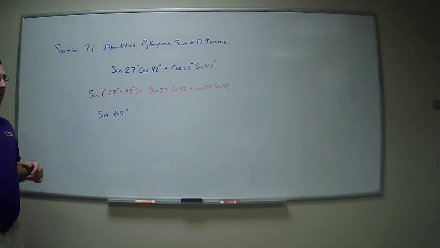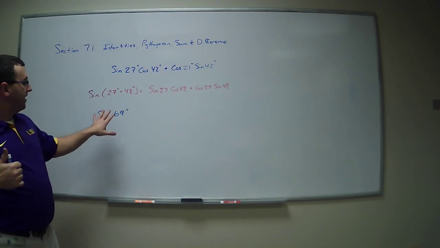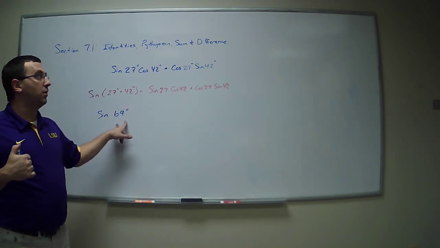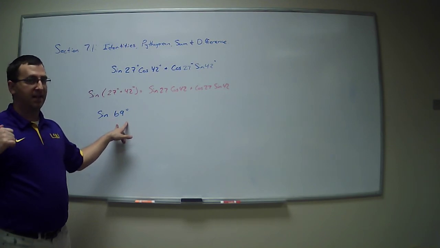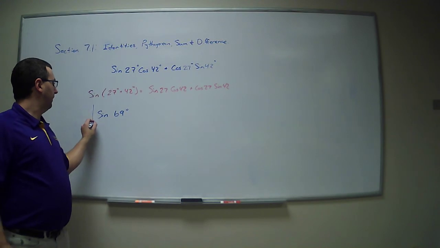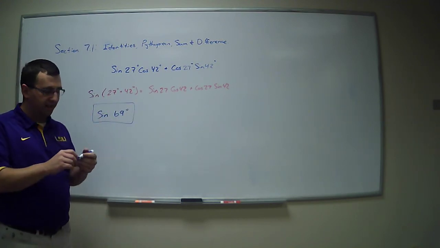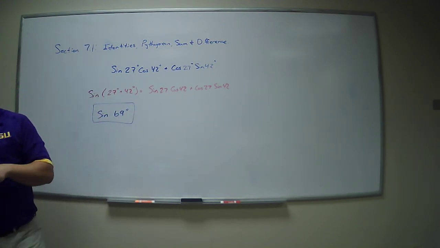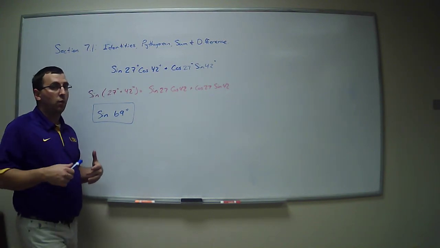Okay? Now, if you wanted to work it backwards, then yeah, you could figure out two angles that would add up to 69 degrees, which in this case would be 27 and 42. All right? That's all you would need to do on that one. Now, this concludes 7.1 material.